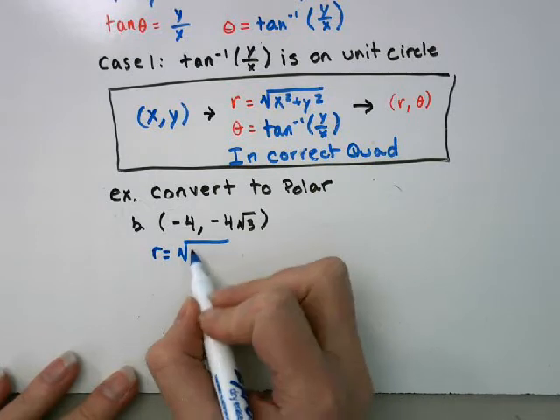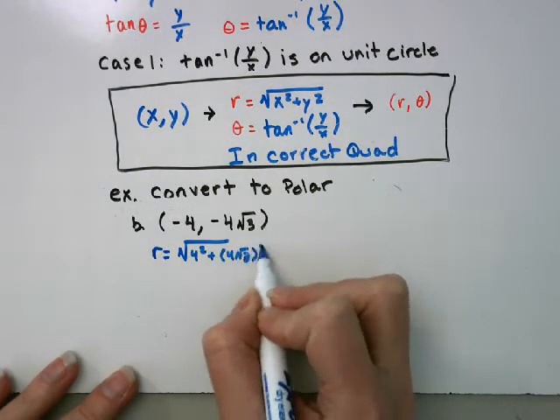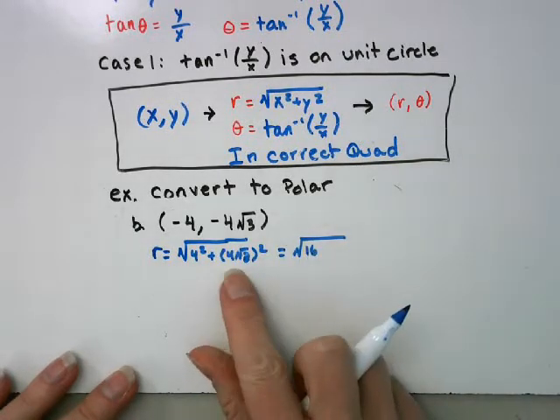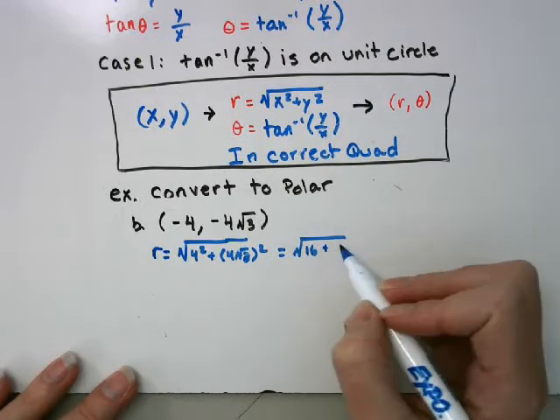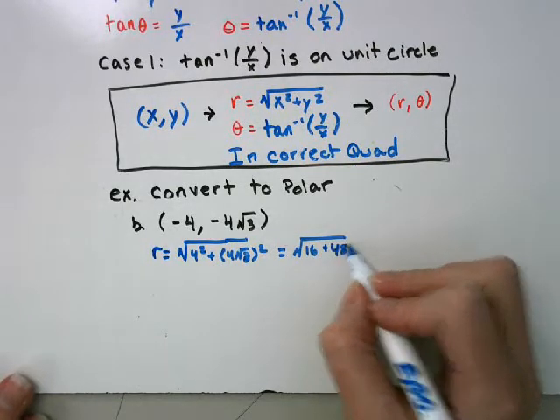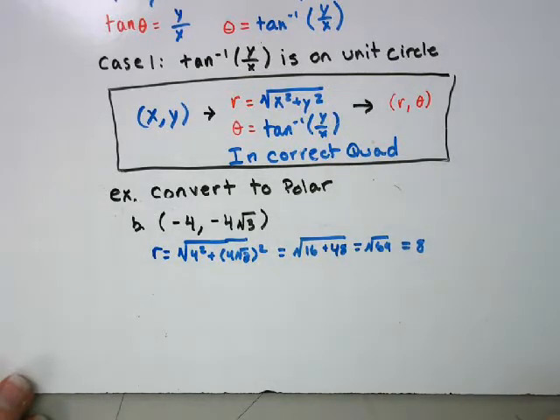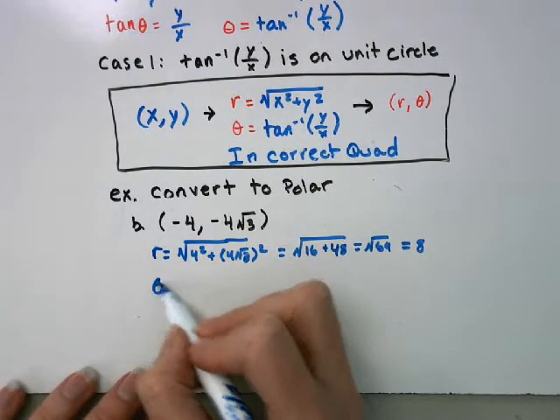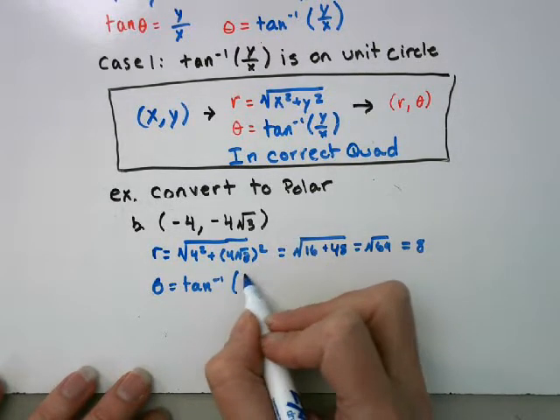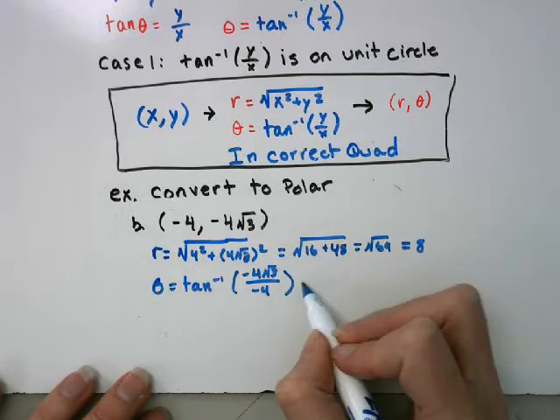R will be the square root of 4 squared plus 4 root 3 squared. So that's the square root of 16, and then 16 times 3, 48. So square root of 64, which is 8. Theta will be the tangent inverse of negative 4 root 3 over negative 4.